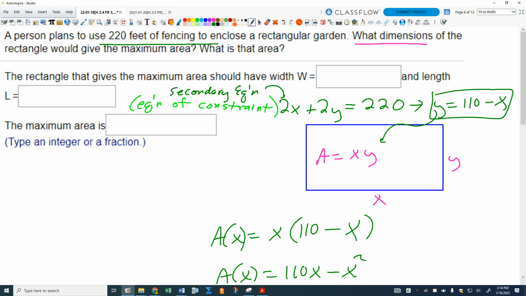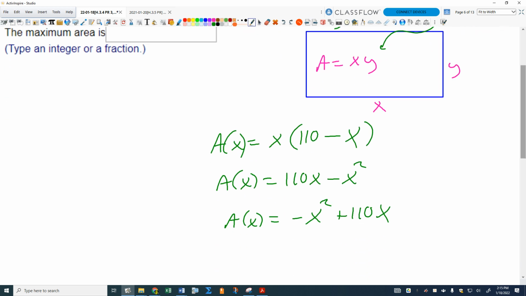And if I solve that for y, if I subtracted the 2x over to this side and divided both sides by 2, you guys told me that we came up with the equation y equals 110 minus x. Okay, I'm going to put a box around that because that's my substitution equation. I can plug that in for y, and look what we get. We get area equals x times y, but y is being replaced by 110 minus x. And so now we've got something we can deal with. My area function is 110x minus x squared.